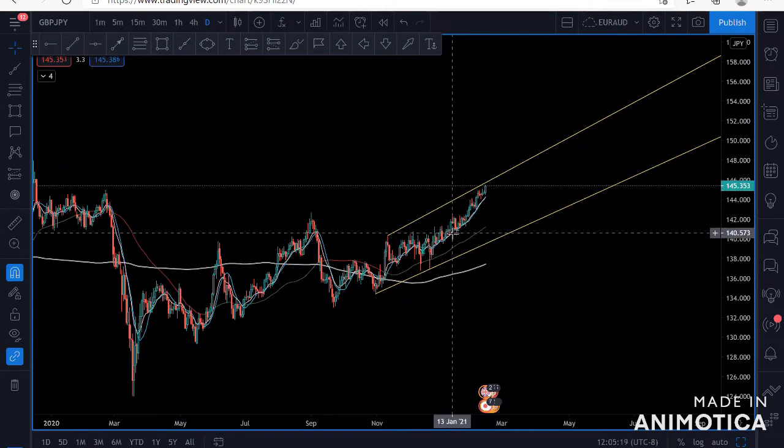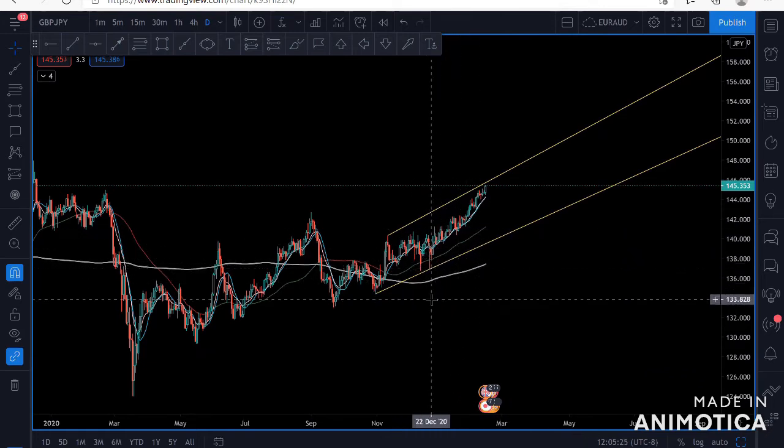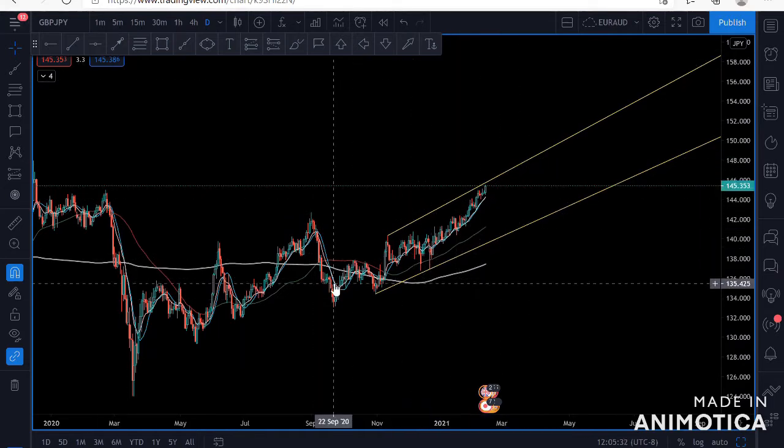We have a nice consolidating channel. It's above our 10 moving average, again our 50 moving average, as well as our 200. If I'm going too fast, please let me know and I'll slow down. I have my trend lines. That's pretty much it for my checklist for my daily.